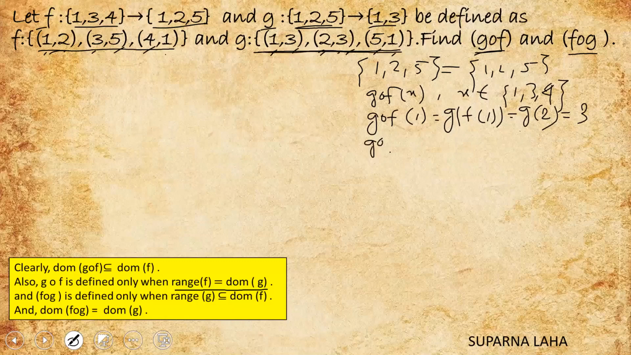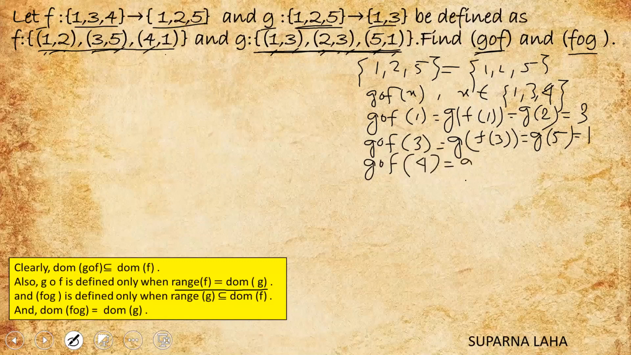Now check g of f of 3. What is f of 3? f of 3 is 5. So g of 5. Now what is g of 5? g of 5 is 1. Now g of f of 4. The image of 4 is 1. So g of 1, and the image of 1 is 3.